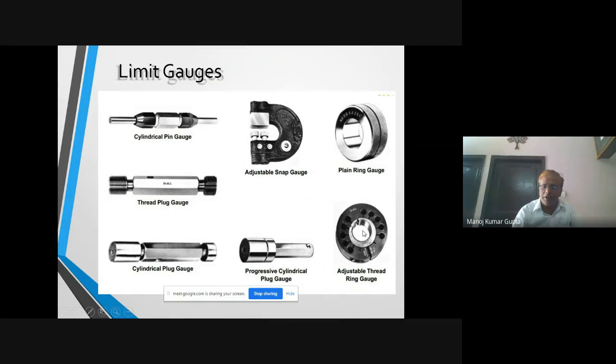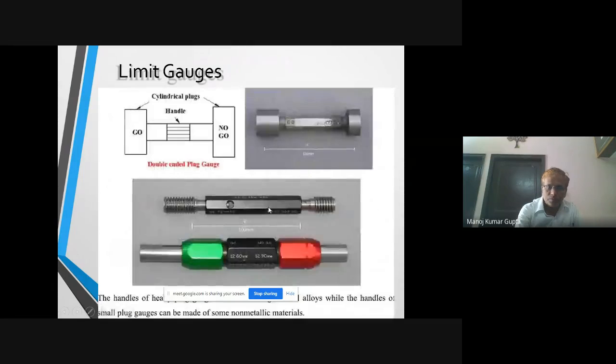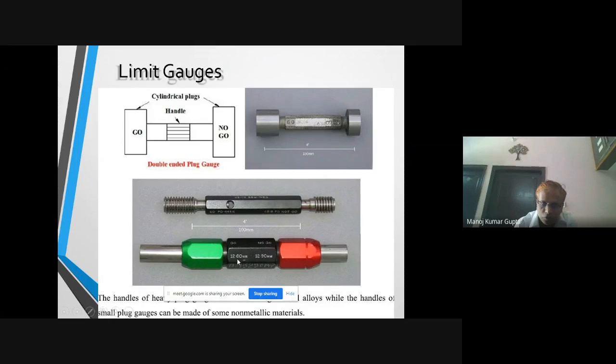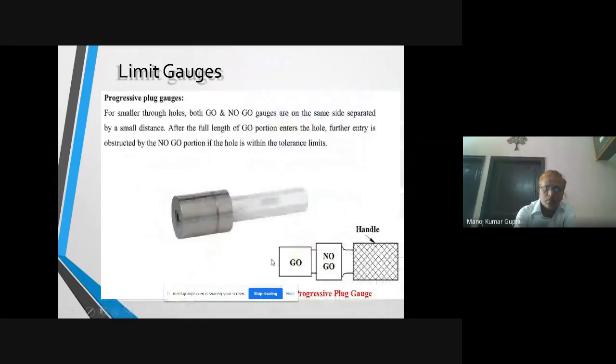These are the adjustable thread ring gauges. It is written, this is go, this will not go, and these are threaded type too. On this also you can see this is 12.6 to 12.90 millimeter. Limit gauges.